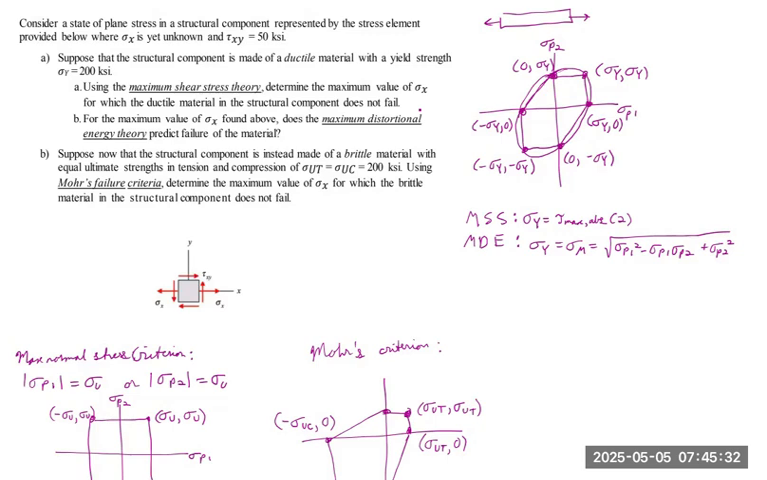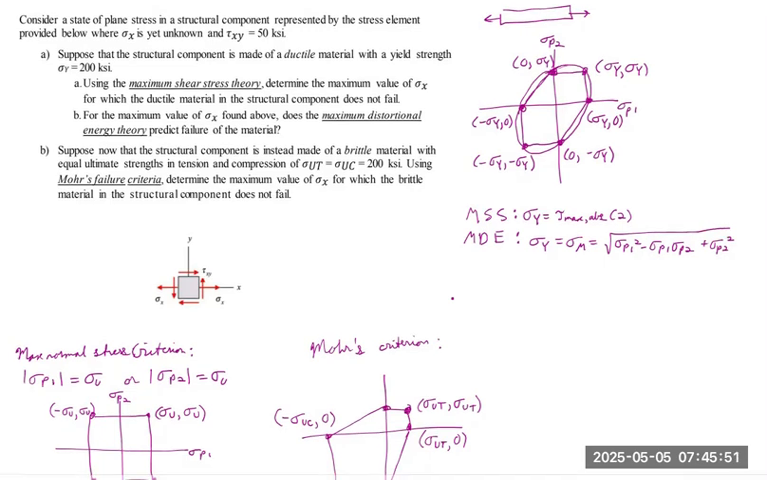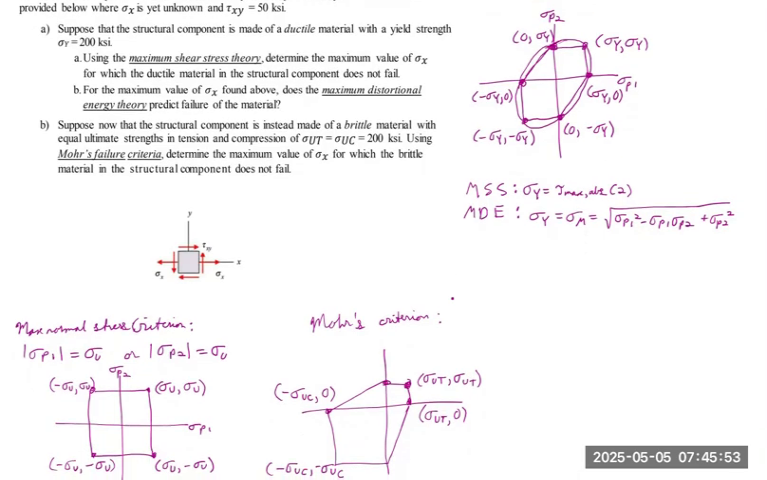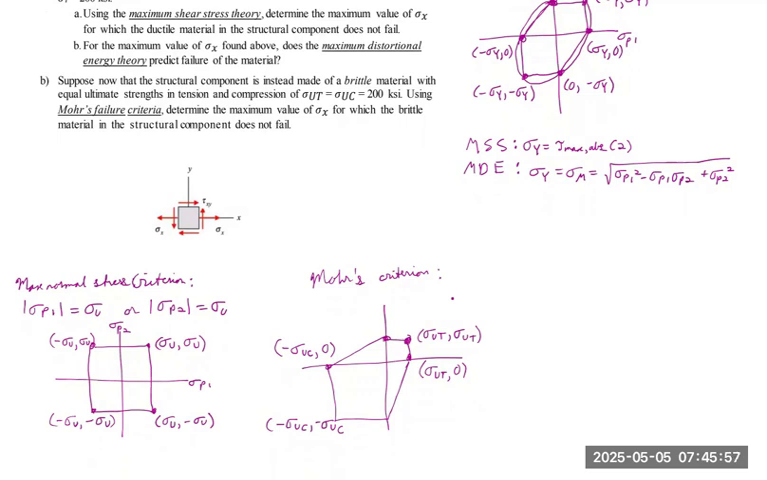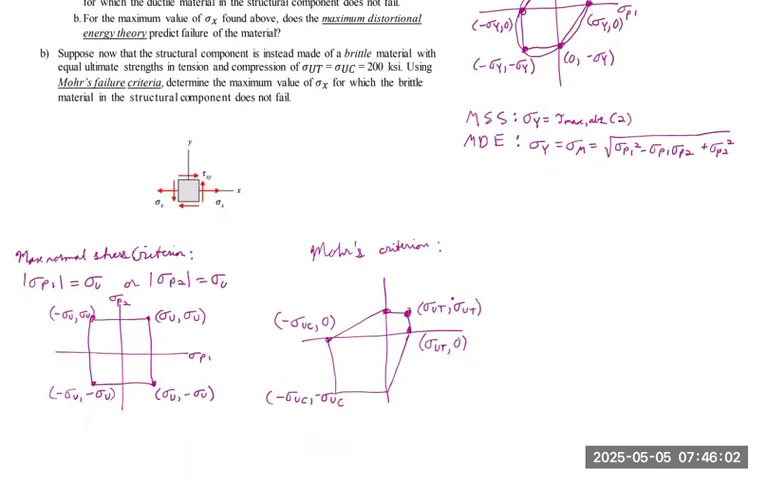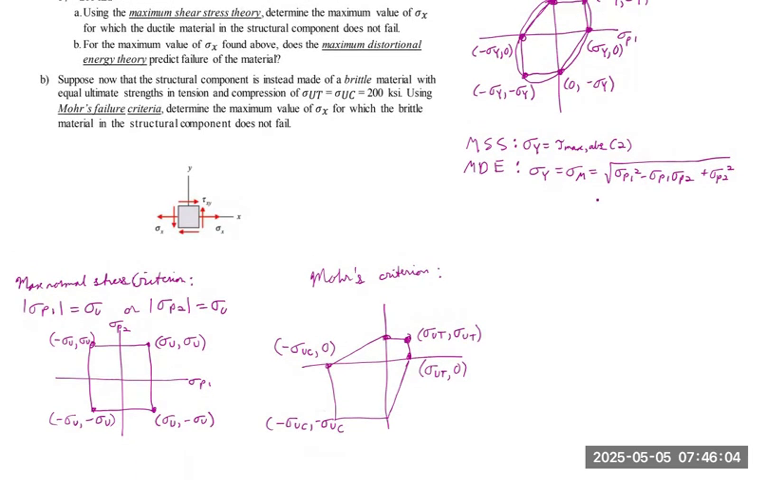Okay, so from what we previously found, for part A, we want to use the maximum shear stress theory to determine the maximum value of sigma x for which the ductile material and the structural component does not fail. And to do this, we would first have to find our values for sigma average and principal stress 1 and principal stress 2 and our R value. So we are going to work it over here.